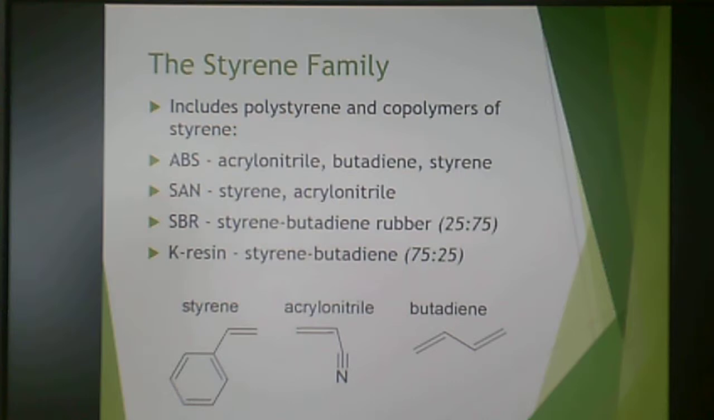Also styrene butadiene rubber, which is a 25 to 75 ratio of styrene and butadiene, and then K-Resin, which is a 75-25 ratio of styrene to butadiene. So in this case, 75% styrene, 25% butadiene. Same comonomers, different ratios, very different properties.